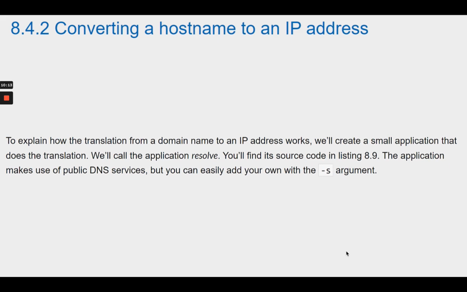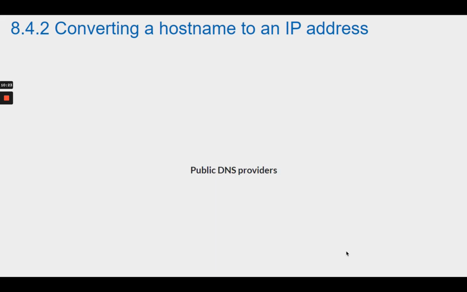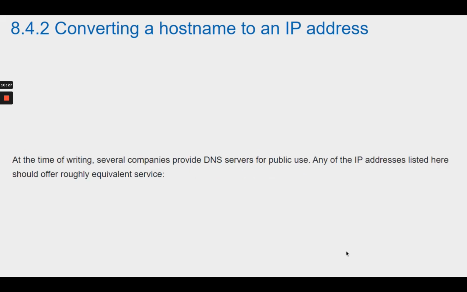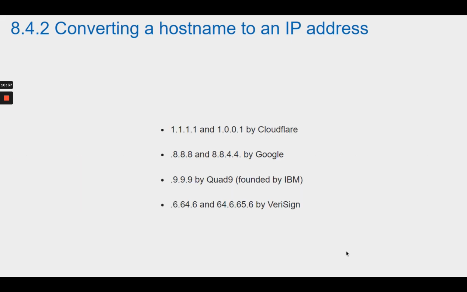You'll find its source code in listing 8.9. The application makes use of public DNS services, but you can easily add your own with the -s argument. Public DNS providers. At the time of writing, several companies provide DNS servers for public use. Any of the IP addresses listed here should offer roughly equivalent service.